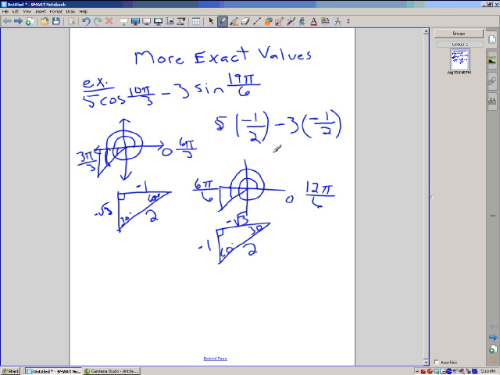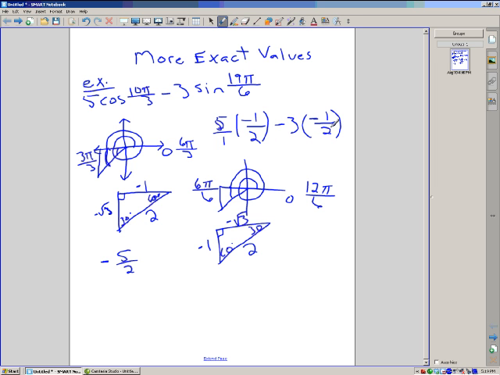5 times -1/2. I guess I can do it right here. 5 times -1/2 is -5/2. Of course, because we can just put a 1 underneath that. We're multiplying with fractions. Then minus 3 times -1/2.